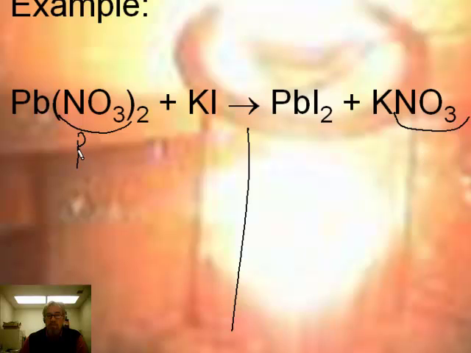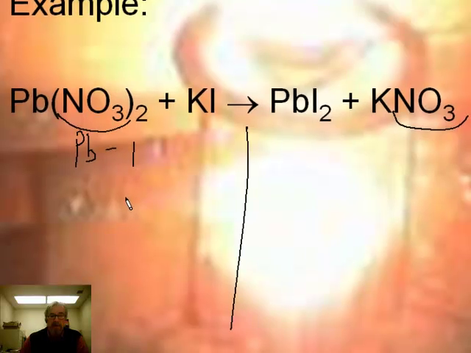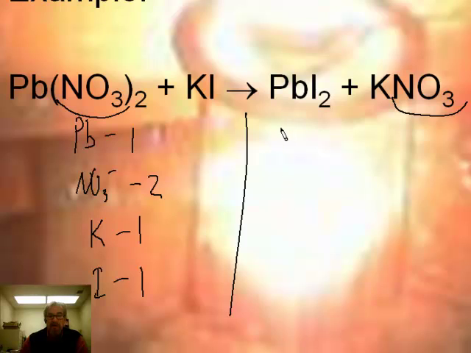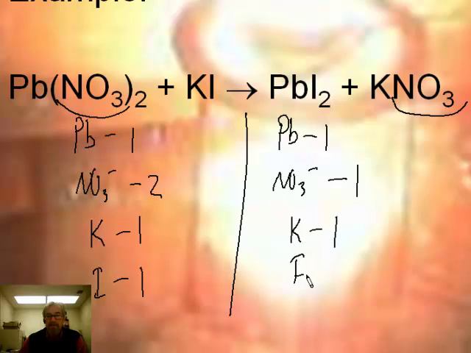Make my list. 1 lead, nitrates, NO3 minuses, I have 2, potassium, 1, iodine, 1. On the right-hand side, still have 1 lead, nitrate, I have 1, potassium, 1, iodine, 2. Nitrate needs to change, and iodine needs to change. Well, I'll balance the nitrate first.